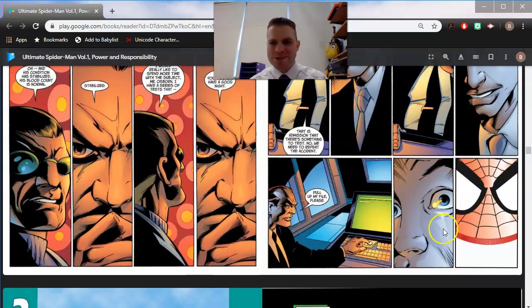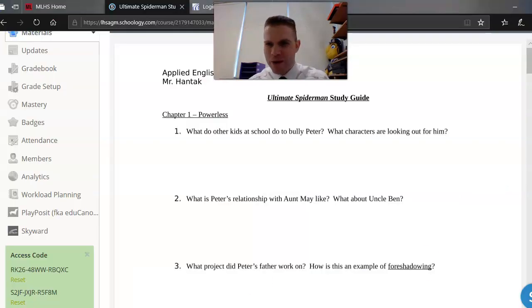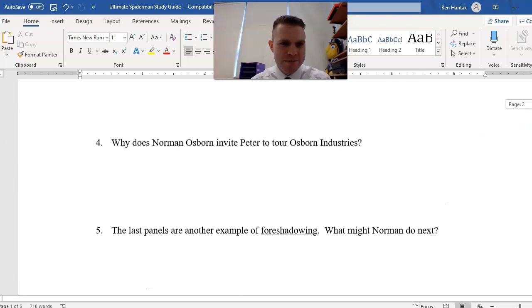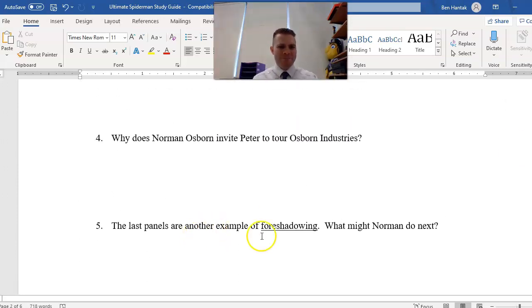And you have facial expressions to end the chapter. I think there is one study guide question we'll look at together here before we pray. It's the last question for chapter 2. Just gotta zoom down here. The last panels are another example of foreshadowing. We talked about that foreshadowing term today.